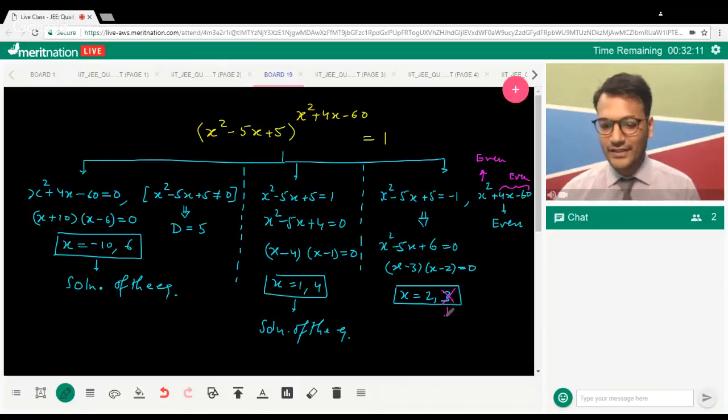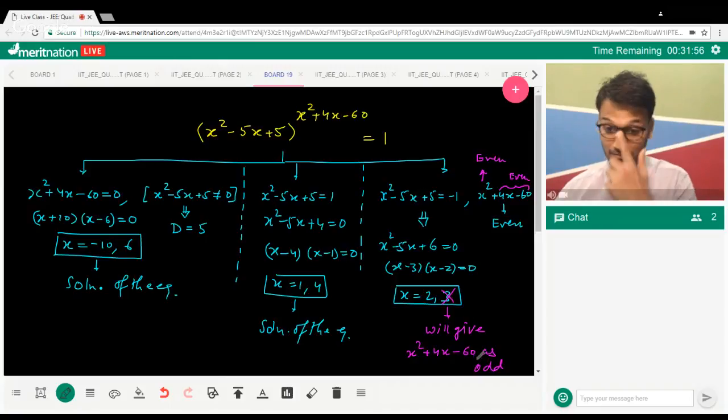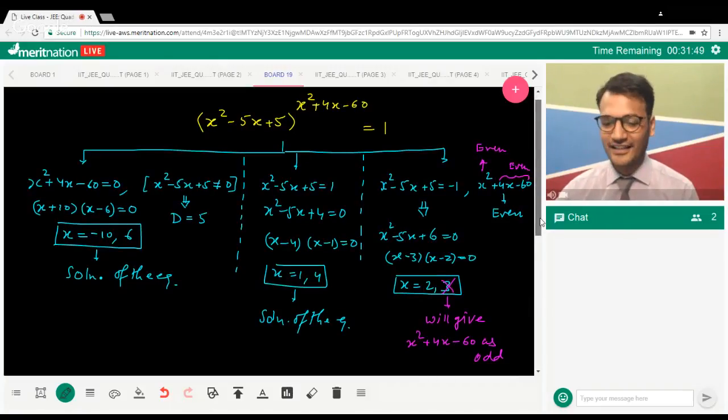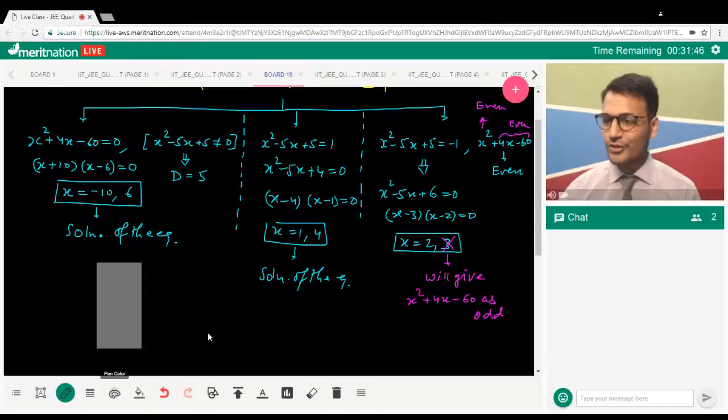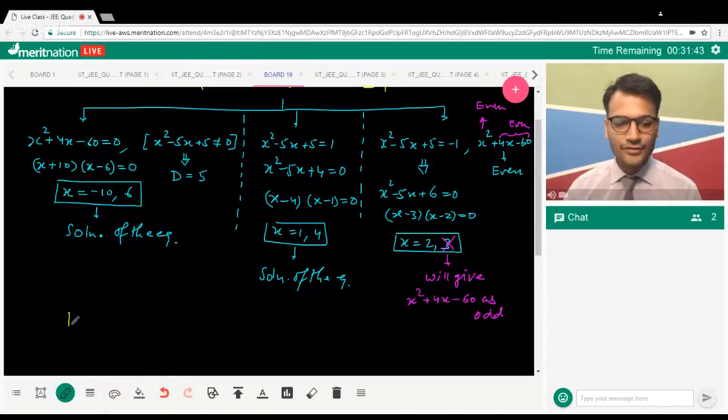Why? Because 3 will give x squared plus 4x minus 60 as odd, because odd plus even will not be even. I hope all of us are absolutely clear with it. So basically, the final solution to it is the values of x that satisfy the equation: minus 10, 6, 1, 4, and 2.